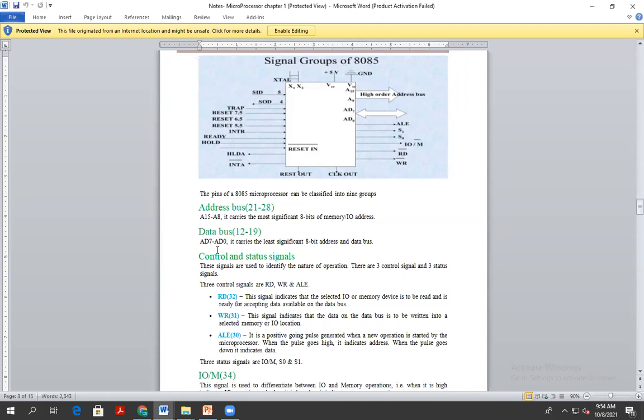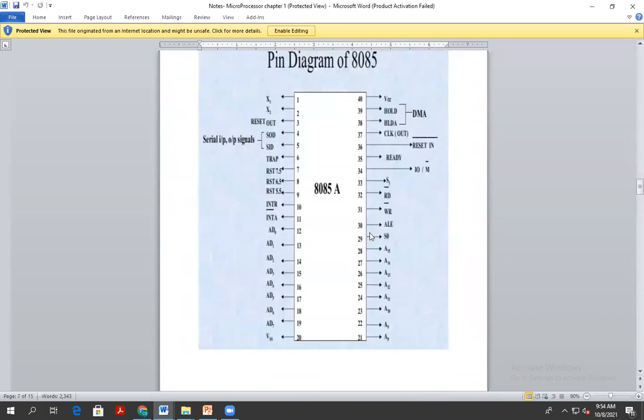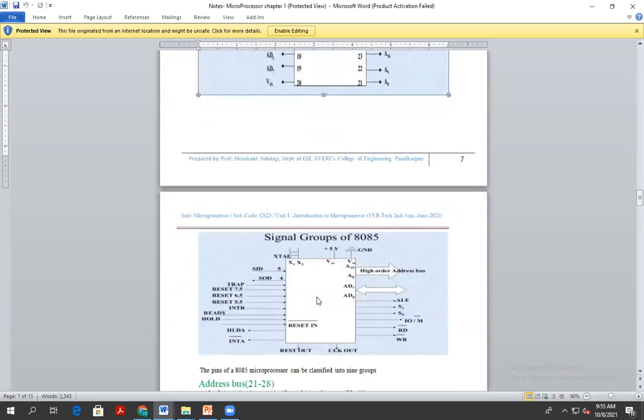Okay, so next one, the data bus. One is the address bus, that is A8 to A15, which is present in pin numbers 21 to 28. Next is the data bus, that is AD. Here in the diagram, these are the address bus and these are the data bus, that is AD0 to AD7. It means pin number 12 to pin number 19.